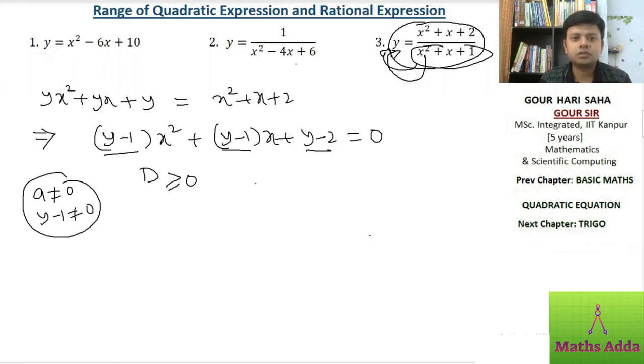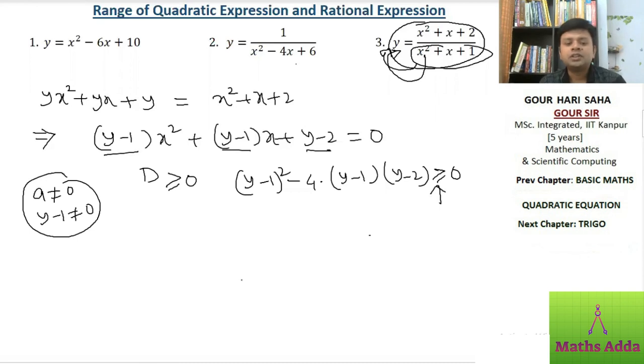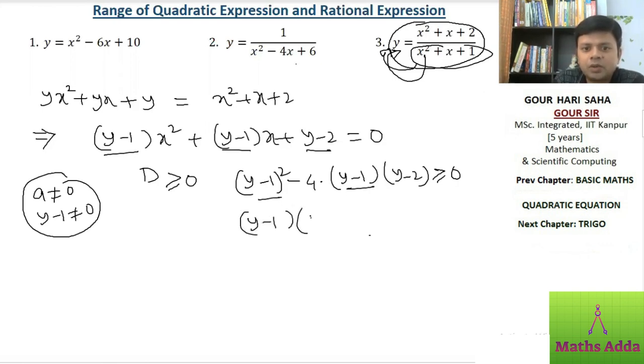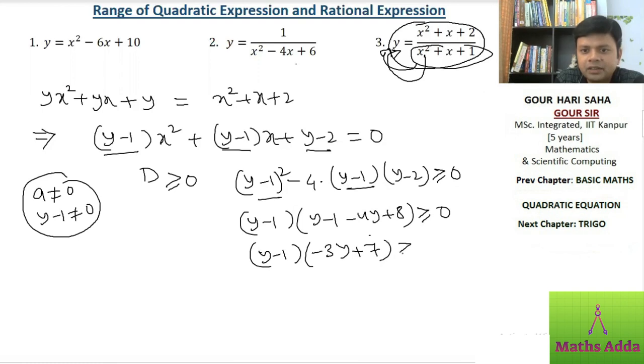Now D greater than or equal to 0, so what is D? D is (y minus 1) b square minus 4 into a, that is (y minus 1) into (y minus 2), and this is greater than or equal to 0. This is an inequality, right? How do we solve it? Using the sign scheme. In the sign scheme we factorize, so don't expand it, that will be a bad idea. See, take y minus 1 common. If you take y minus 1 common, here y minus 1 will be left. This side is minus 4y plus 8, which is (y minus 1) and this is (minus 3y plus 7) greater than or equal to 0.